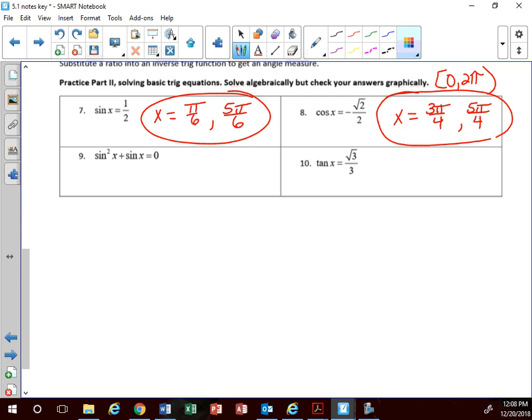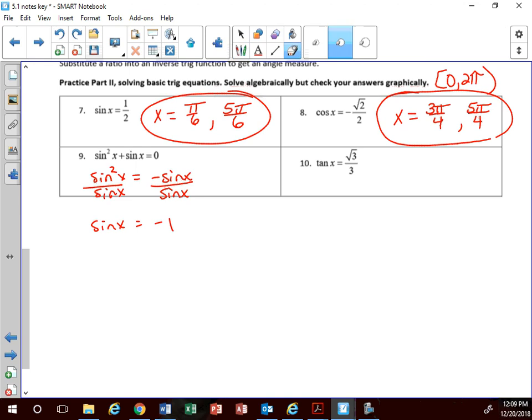Yes, factor out a sine on this. You cannot move a sine to the other side and divide by sine and cancel things out. You would lose solutions if you do that. That seems to come up a lot in this unit. So don't write this down. This is what you cannot do. Will that find you one solution? It'll find you one of them, but it won't find you all of them.